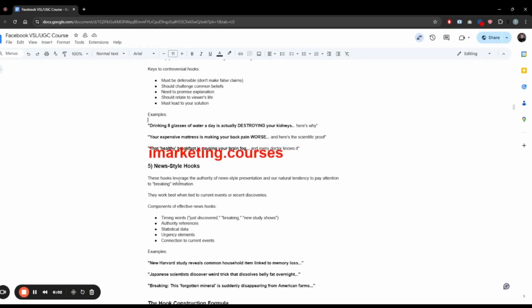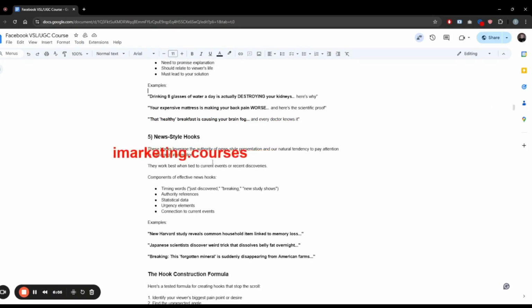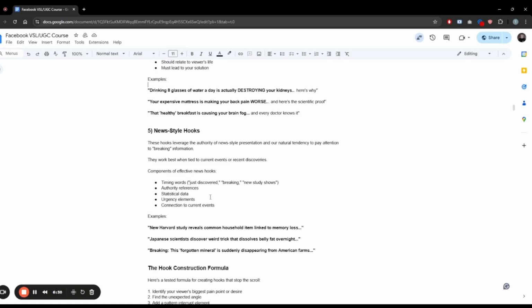And then you can have news style hooks. These hooks leverage the authority of news style presentation and our natural tendency to pay attention to breaking information. They work best when tied to current events or recent discoveries. And components of effective news hooks are timing words, so just discovered, breaking, new study shows, authority references, statistical data, urgency elements, and connection to current events.